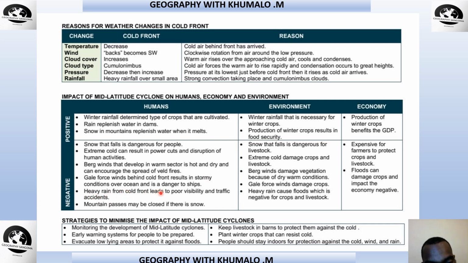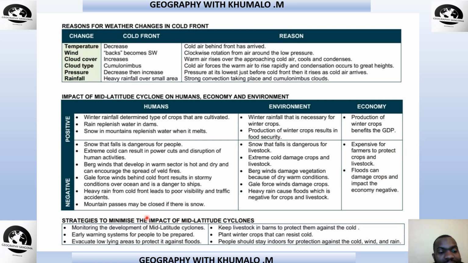The heavy rainfall from the cold front leads to poor visibility and traffic accidents, and mountain passes may be closed if there is snow. Then in the environment, snow that falls is dangerous for livestock. The extreme cold damages crops and livestock, the berg winds damage vegetation because of the dry, warm conditions. The gale force winds damage crops. The heavy rain causes floods, which is negative for crops and livestock and leads to soil erosion. And then how it negatively impacts the economy. It's very expensive for farmers to protect their crops and livestock during winter. The floods can damage crops and impact the economy negatively, leading to food insecurity.